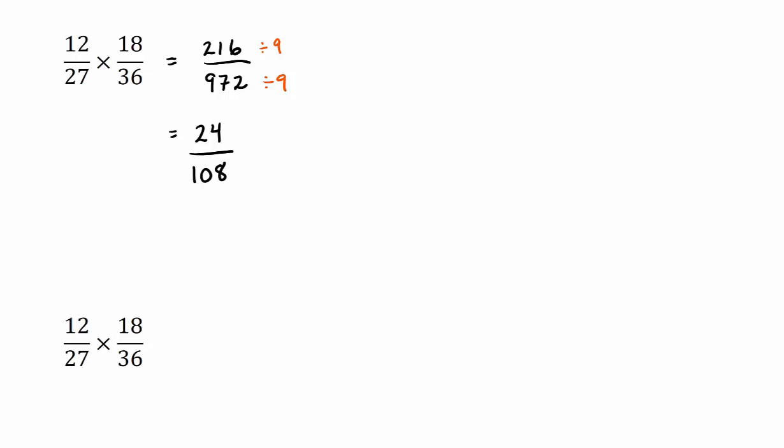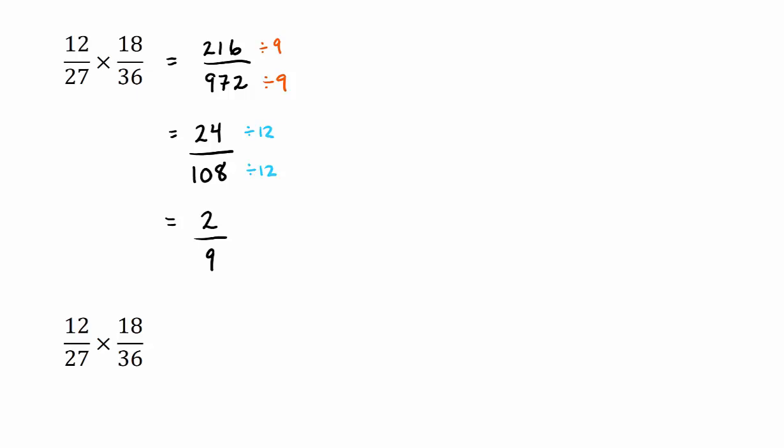Now, I know, just because I made up this problem, that both of these numbers are divisible by 12. So I'm going to divide by 12 again here. And then I'm going to get my final result, which is going to be 2. And then 108 divided by 12 is going to be 9. 2 and 9, they don't have any factors in common, so this is in simplified form.